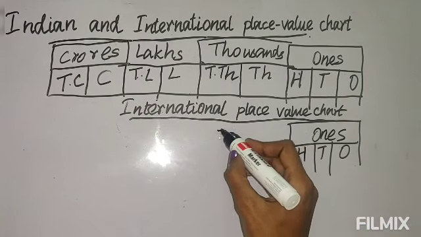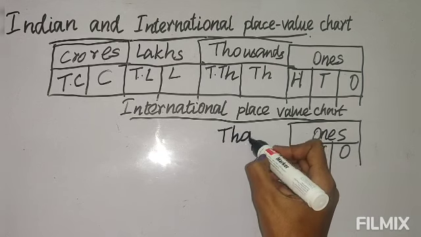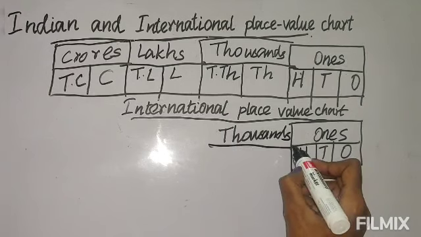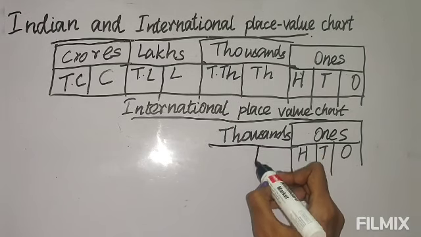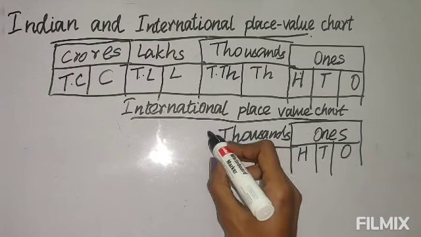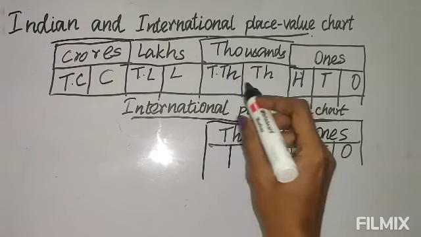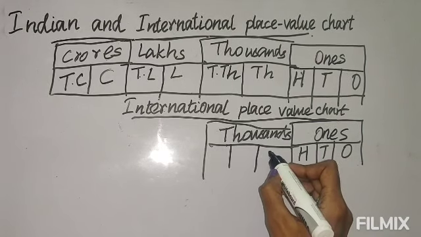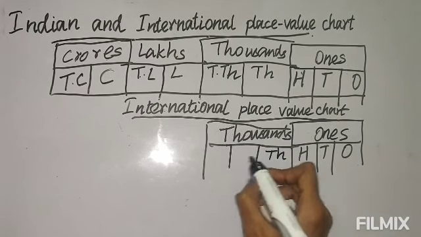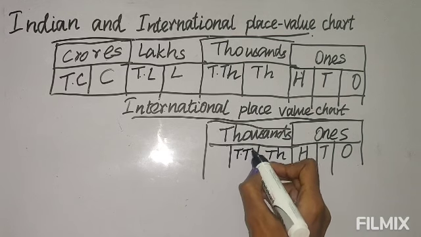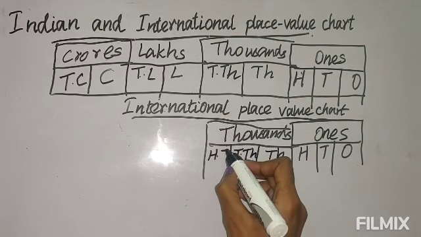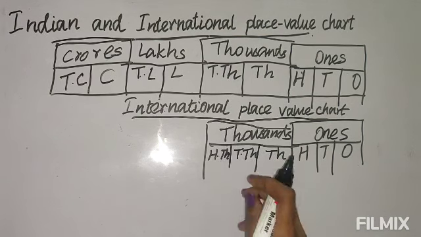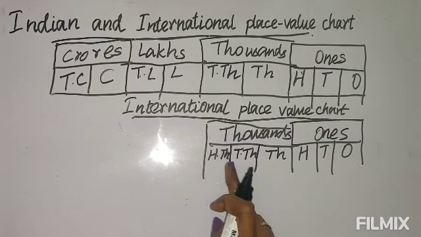Then comes the thousands period. In the Indian place value chart we have 2 places in the thousands period, but in the international place value chart we have 3 places. Only that is different. That is 1,000, next one is 10,000, next one is 100,000. Only this 100,000 is extra added here in the thousands period. That's all: 1,000, 10,000, 100,000.